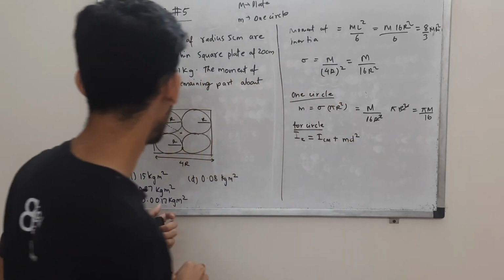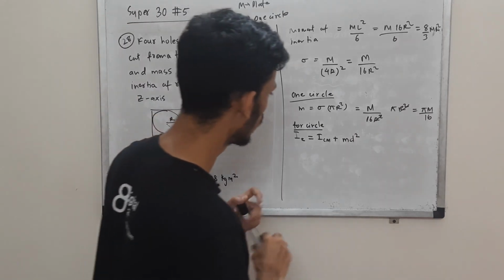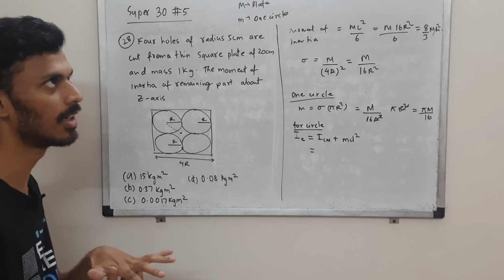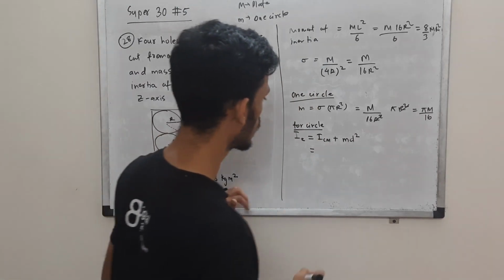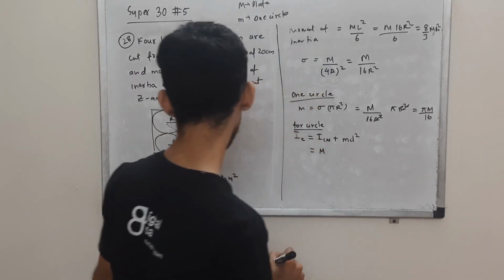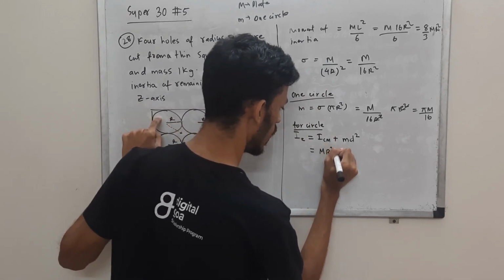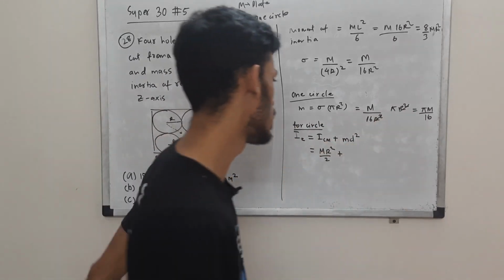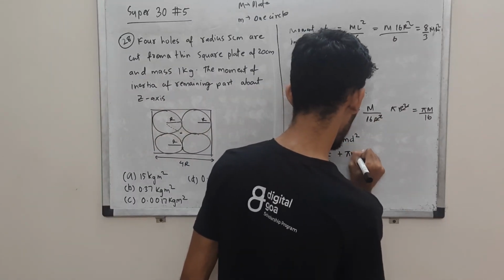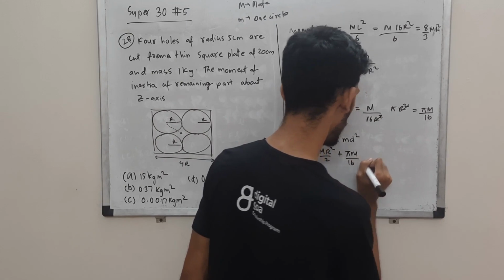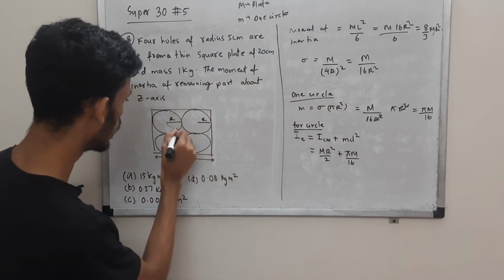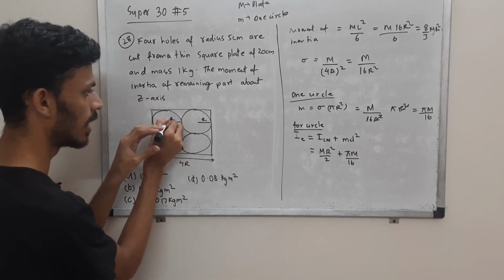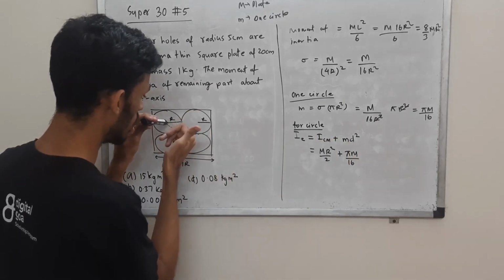I want to check something. The moment of inertia for the circle, it is like a disk, so it will be mr square by 2. The radius is r only, so mr square by 2 plus the mass of the circle, pi capital M by 16, into d square, the distance between the two parallel axes. One is passing through the center of mass, one is at this d distance.